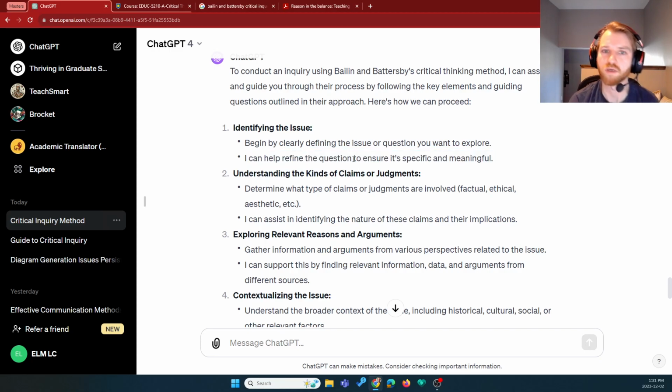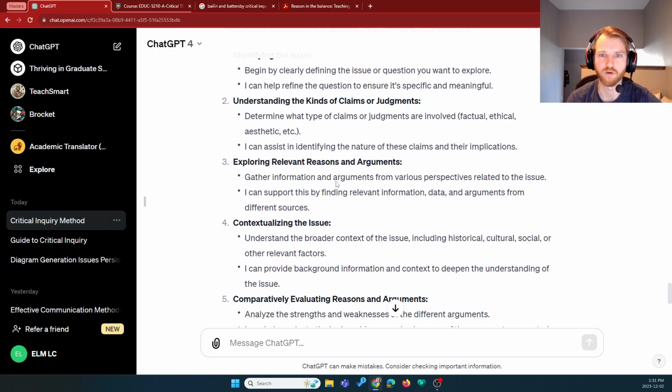So this was what I was thinking: I have a question in mind, but I haven't been able to phrase it exactly the way I want to. I haven't quite been able to capture exactly what I'm trying to get at, and so my first thought was that I would start by saying, here's the question I want to explore, and ask it to help me generate better ways of phrasing that, or give some critiques on my draft phrasing. Understand the kinds of claims or judgments: I can assist in identifying the nature of these claims and their implications.